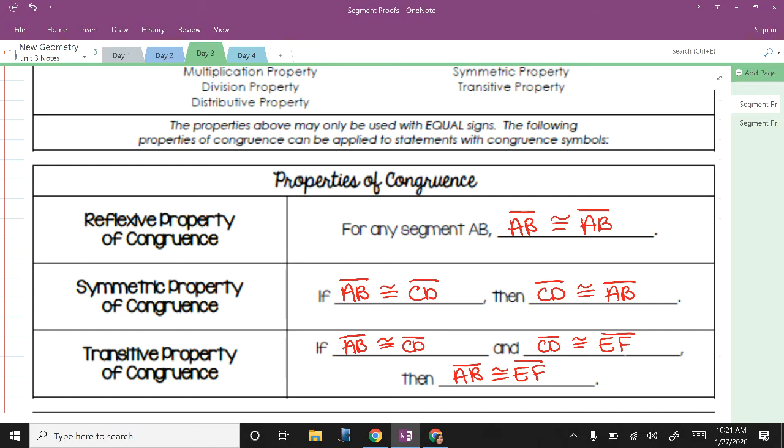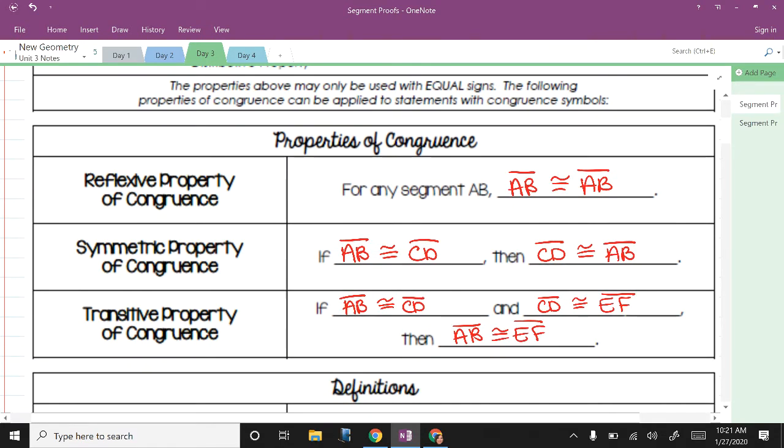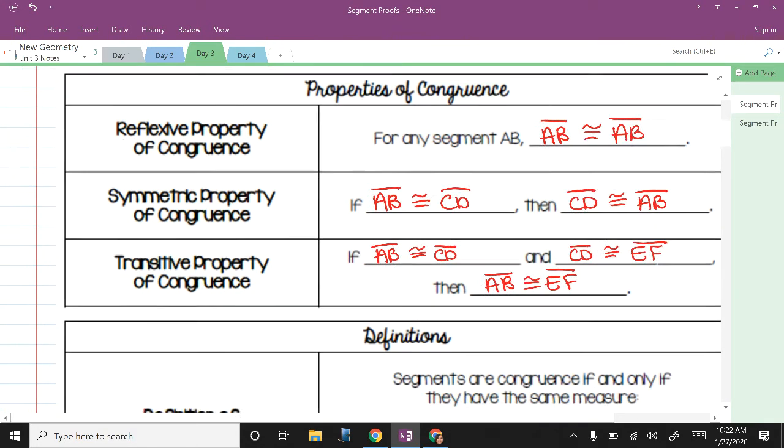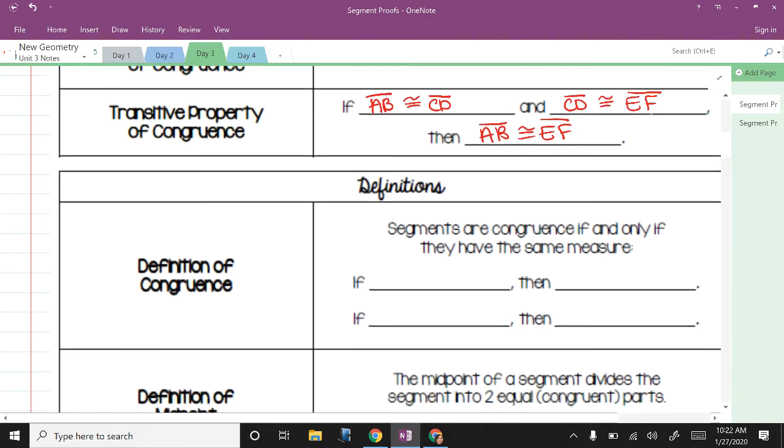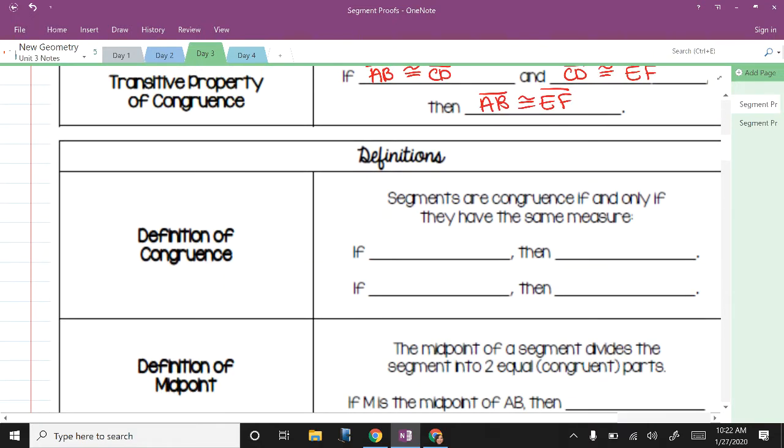Okay. So those are the three properties of congruence. Reflexive, symmetric, and transitive work just like they did for equality. All right. Here's a few new ones. These are properties we can use definitions for.